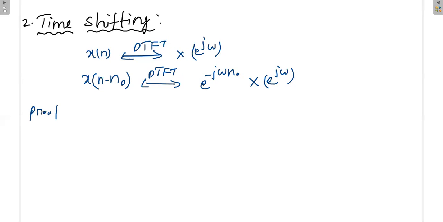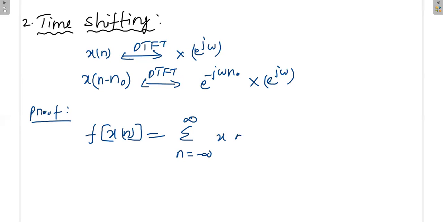Proof. The discrete time Fourier transform of signal x of n is equal to summation n from minus infinity to plus infinity of x of n e power minus j omega n. What is the Fourier transform of the time shifted signal, that is f of x of n minus n naught?